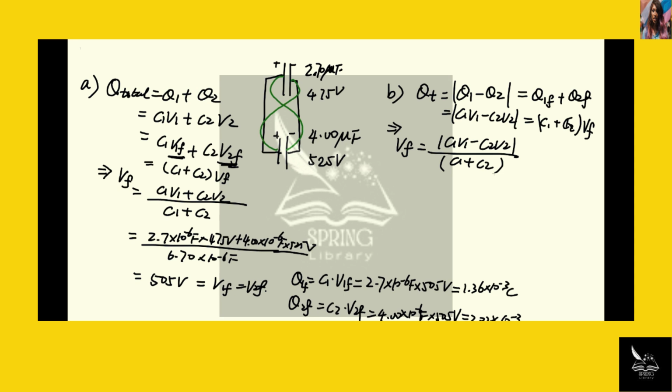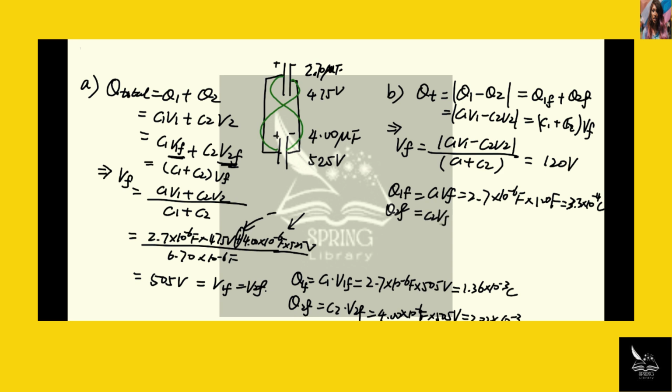Again, we have the exact same equation as here, except that we change the plus sign to minus. And here we will actually end up getting an answer that is 120 volts. So you can see it's a lot smaller than the 505 volts. And we can find Q1 final and Q2 final in the same way. This is equal to C1 times Vf, which is the capacitance of capacitor 1 times 120 volts. This gives 3.3 times 10 to the negative 4 coulomb.